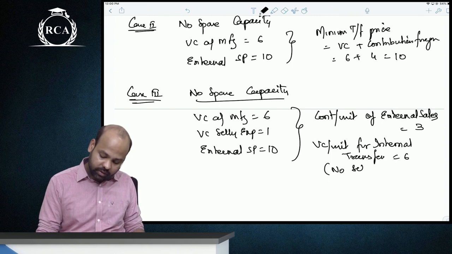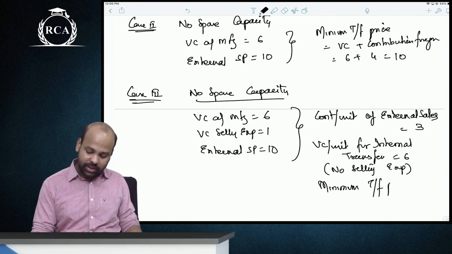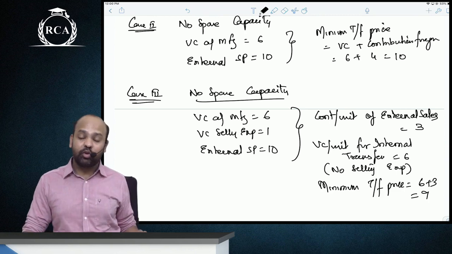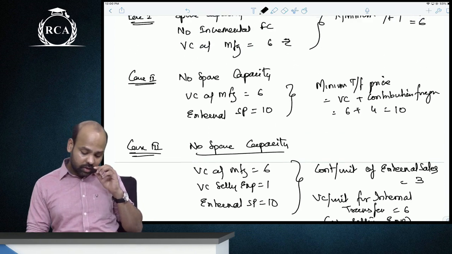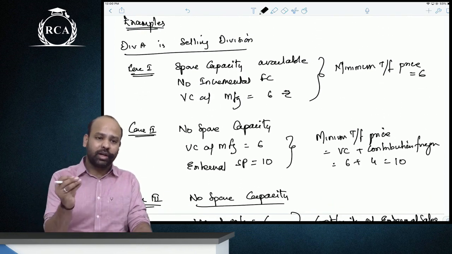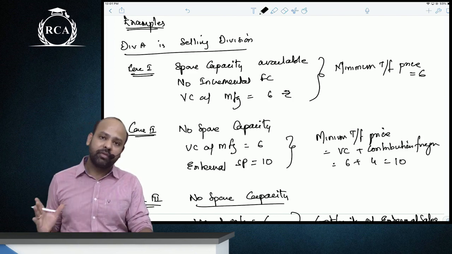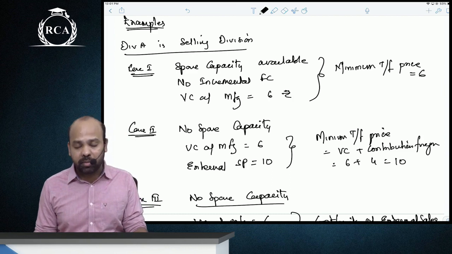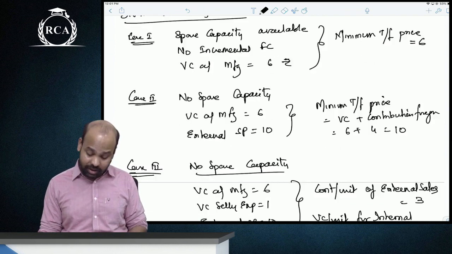No selling expenses. So if you want the minimum transfer price, you will have to adjust that. You will add only 6 plus 3, 9 rupees. You will not write 10 rupees anymore because I am not going to incur variable selling expenses on internal transfers. Sir, we did all of these cases already in make or buy decision. I know. Instead of using the words minimum transfer price there, I used the words relevant cost of manufacturing. Nothing else, guys.